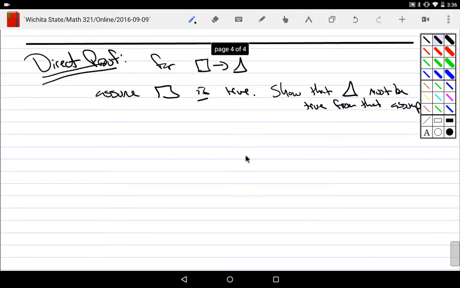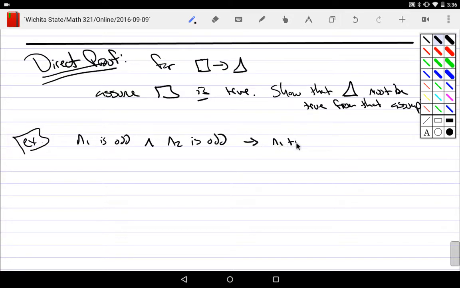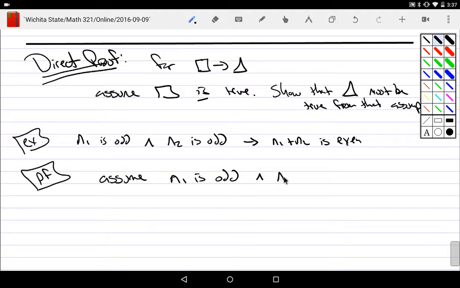So let's go to my example. N1 is odd, and N2 is odd, implies N1 plus N2 is even. So that's my conjecture. Here's my proof. I'm going to assume the left. N1 is indeed odd, and N2 is indeed odd. And hopefully I can show that the right-hand side works.